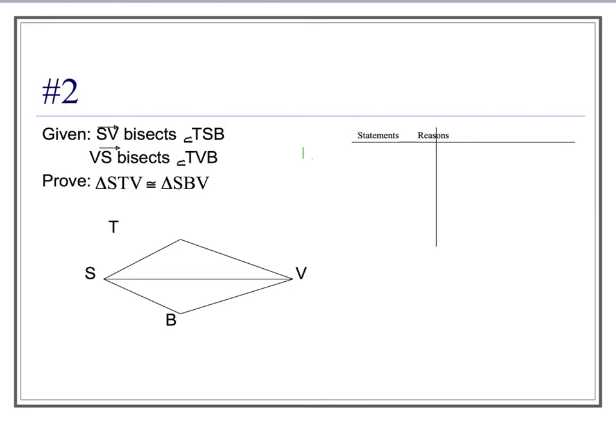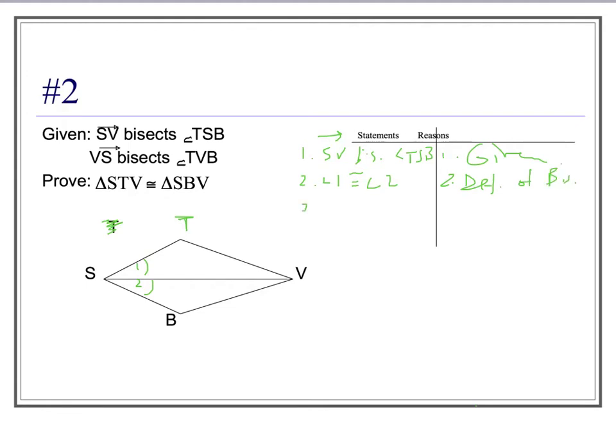Okay, for our second problem, we are going to start with our first piece of given information. Ray SV bisects angle TSB. That's given. So what does that tell us? Well, hopefully you understand, and my T is a little bit off here. My program got a little bit goofed up. But what that tells us is I'm going to mark my diagram with numbers. Angle 1 is congruent to angle 2. So let's include that in our proof. Angle 1 congruent to angle 2. Reason, of course, definition of bisect.